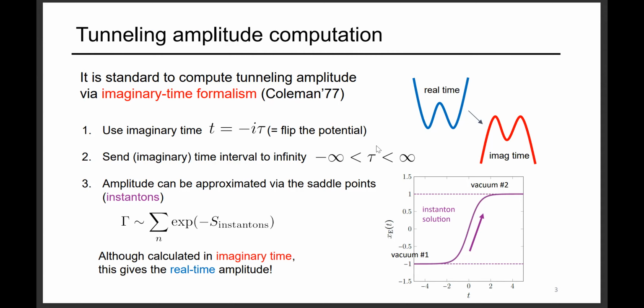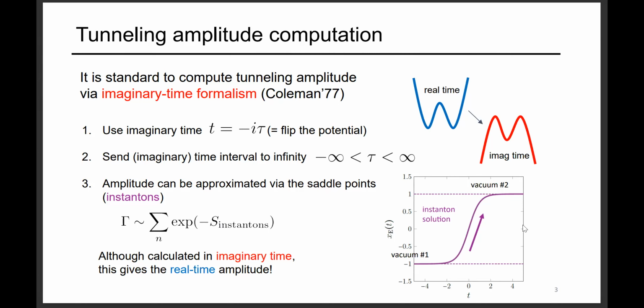In the case of quantum tunneling, we originally have a double well in the typical case, but in imaginary time we flip it, so we get a double hill potential instead. In the second step, we send the time boundary to infinity. So instead of considering the time evolution with a finite interval, we send the time from minus infinity to plus infinity instead. By doing so, the tunneling amplitude can be approximated by saddle points, which in this case are called instantons. This amplitude gamma can be approximated by the sum over all instanton configurations n, and this is the exponential of minus the instanton action.